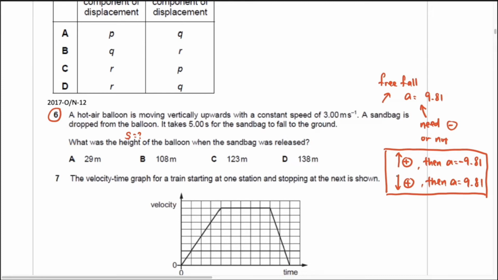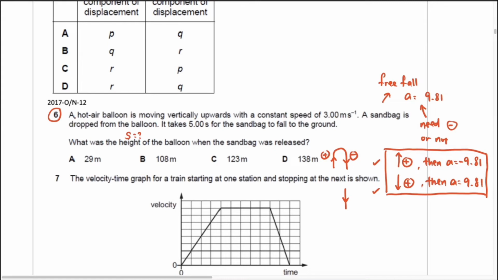Normally, in practice, if the object moves up and down, we will assume upwards to be positive, downwards to be negative. We will use the second scenario, assume downward is positive, if the object moves down only. If the object moves up and down, we assume up to be positive, down is negative.